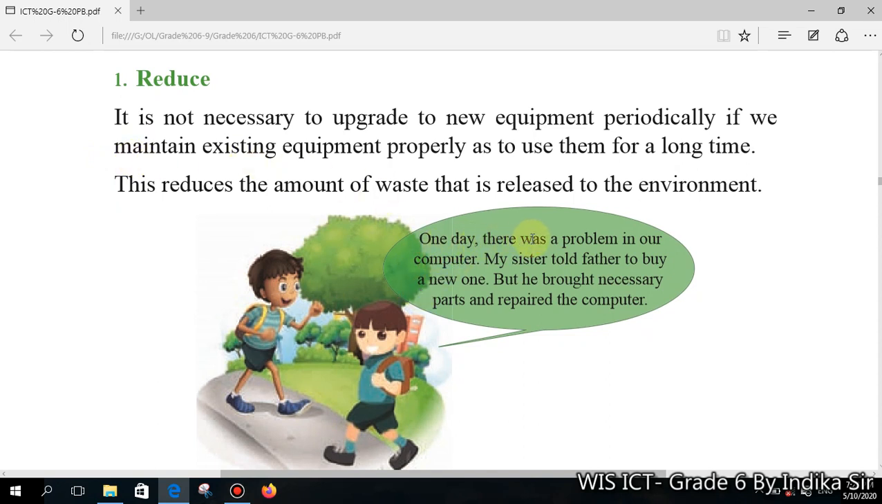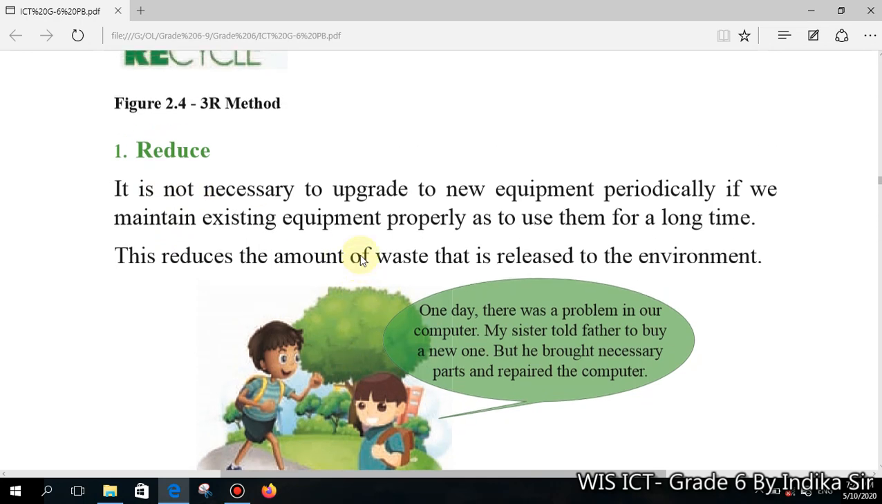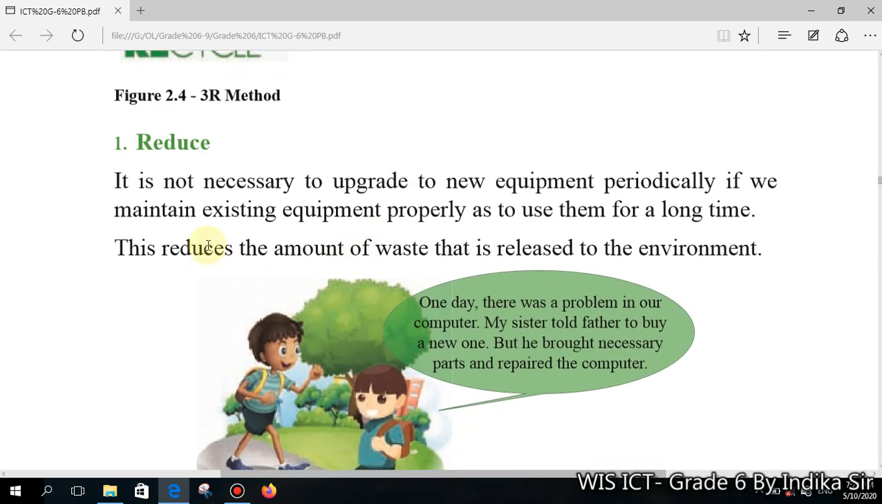One day there was a problem in our computer. My sister told father to buy a new one, but he brought the necessary parts and repaired the computer. Now if you buy a new one and put the old broken one out, it will become electronic waste. Because of this father's action, they will reduce putting this electronic waste into the environment.